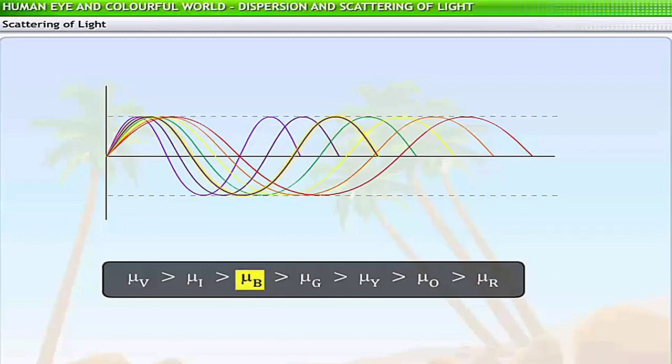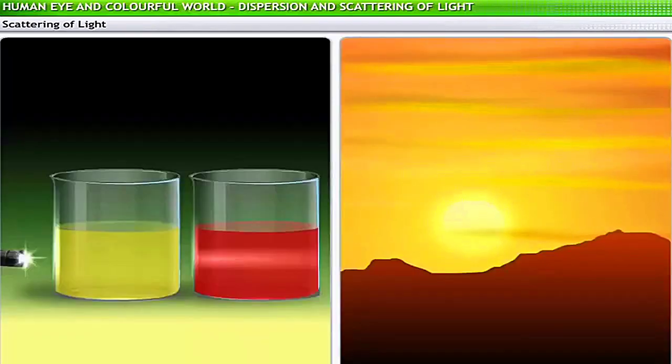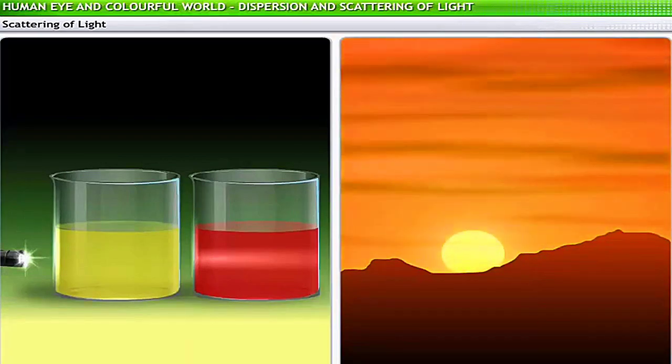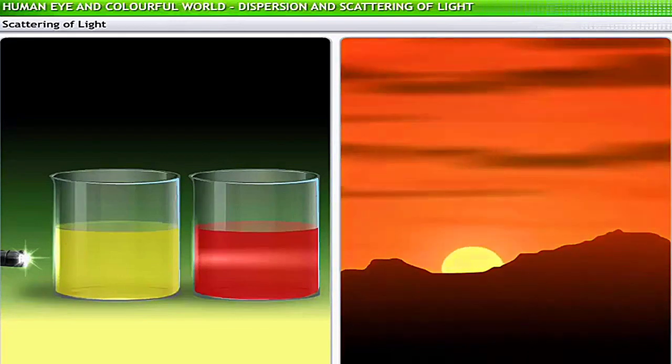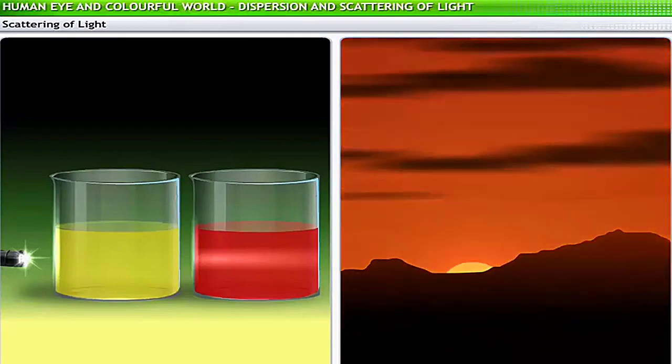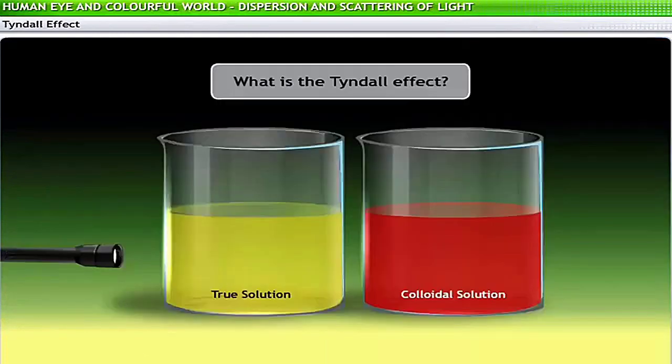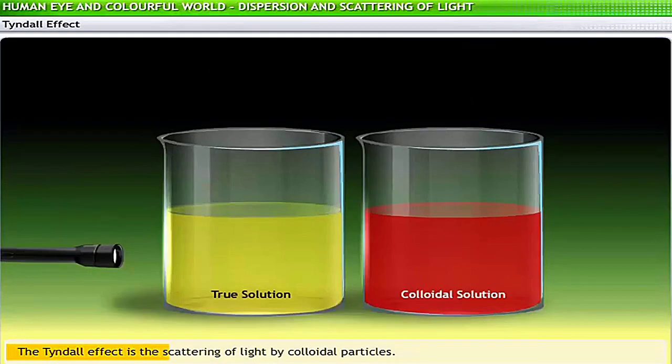Very interesting. Are there other examples that show the scattering of light? Sure. Scattering of light gives rise to many amazing and spectacular phenomena such as Tyndall effect, reddening of the sun at sunrise and sunset. What is the Tyndall effect? The Tyndall effect is the scattering of light by colloidal particles.